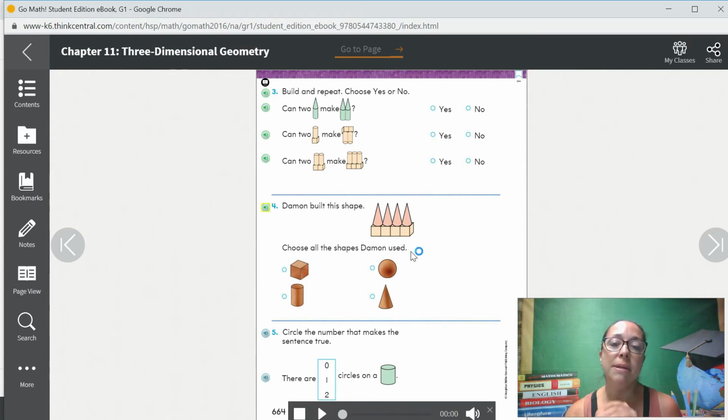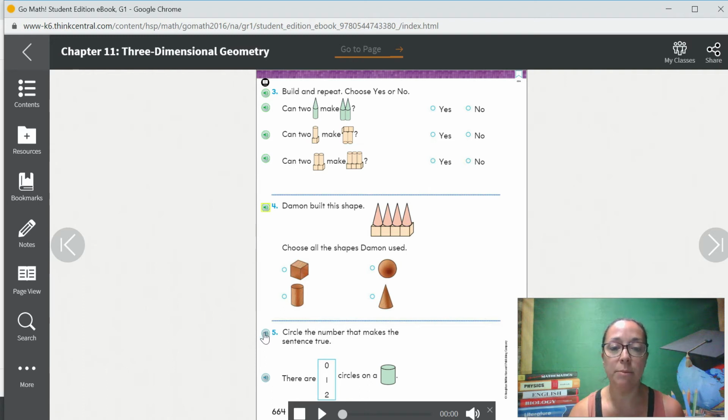So, Damon hizo esta forma. Escoge todas las formas de acá abajo que él usó. So take a good look, míralo bien y llena los que usó. And I'll give you a hint. There's two answers. Hay dos respuestas para esta.